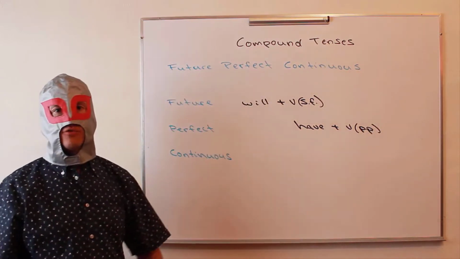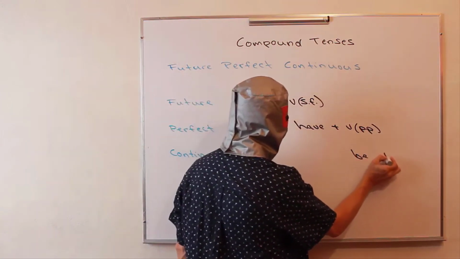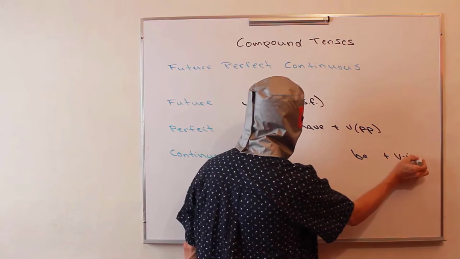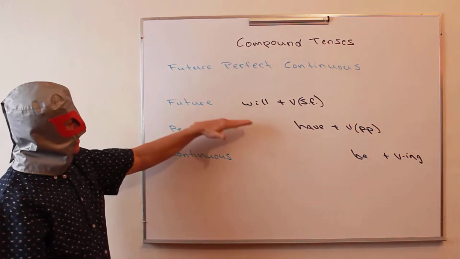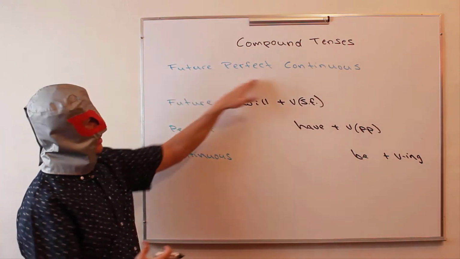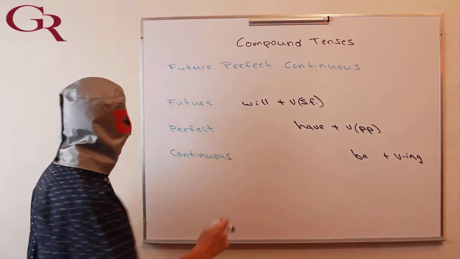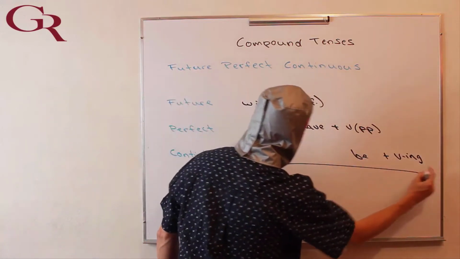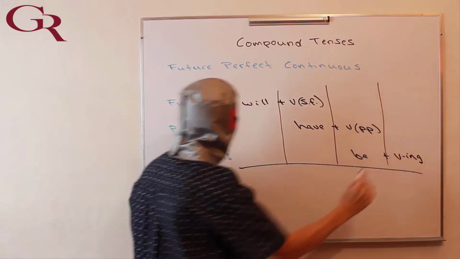And what do I need for a continuous tense? Well, I need the verb be, and I need a verb, and that verb is going to be in ing form. So it's very easy to remember all of these simple tenses instead of one complex tense. So what I'm going to do, once again, this is just like math, okay? So I'm basically going to add all of this.